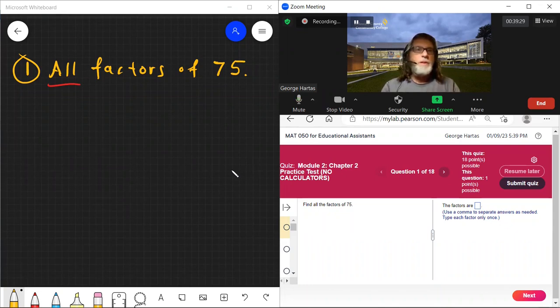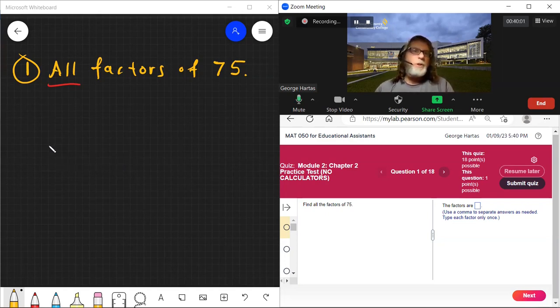Question 1. Find all factors of 75. So when they say all the factors, they mean the number 1, prime numbers, composite numbers, everything. So we have to list all the factors, all the numbers that multiply together that gives us 75. Now, there's no easy way to do this, but there is a systematic way to do it. And you have to have knowledge of divisibility rules to help you with this.